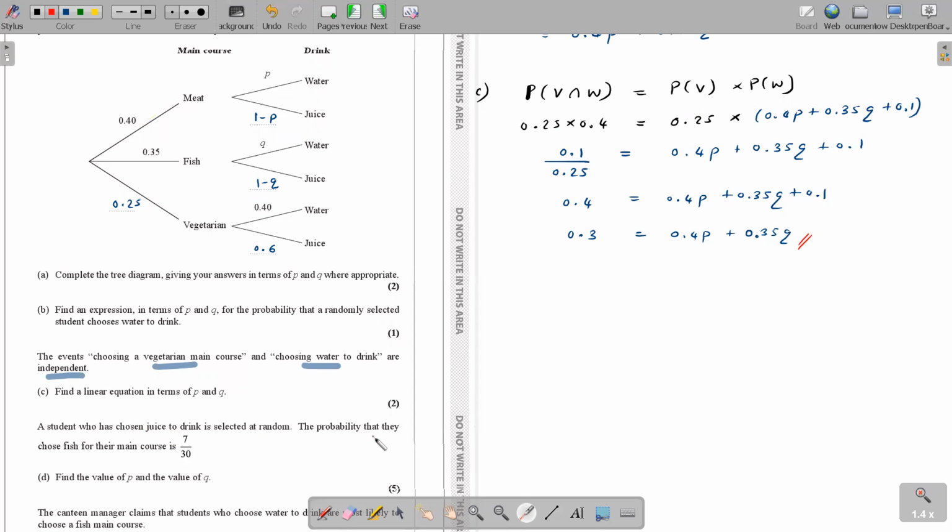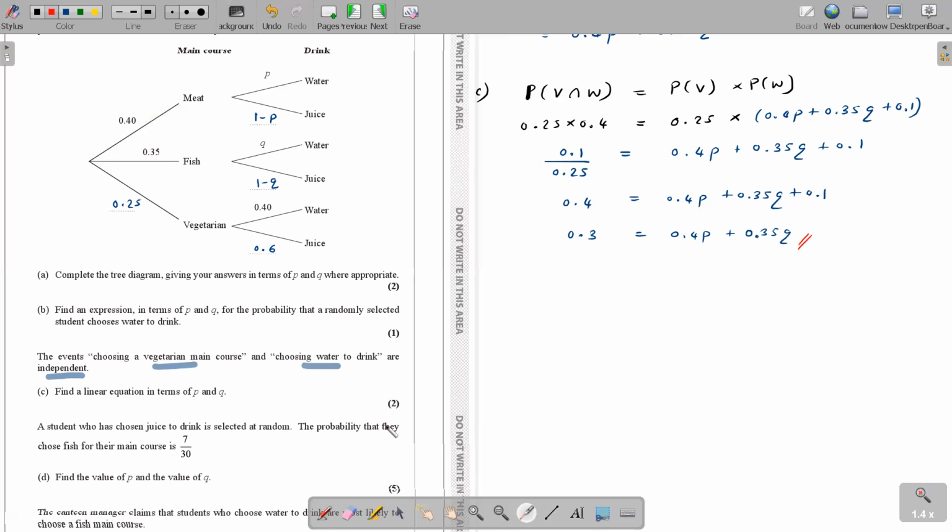The probability that they means the student who chose juice. So are we considering the entire student body? No, it's conditional probability. We are only considering the people who chose juice, because we are only taking a section of our graph. We are not considering the whole body. Definitely it's conditional probability, and automatically the given that is what?